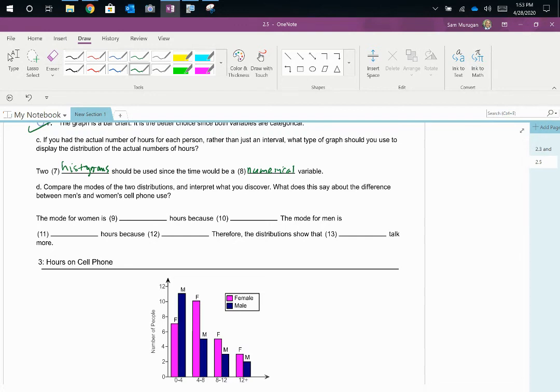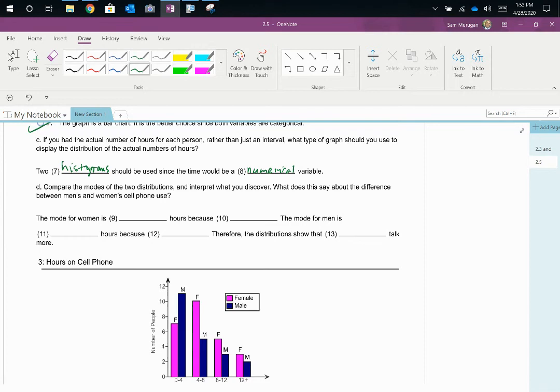And then compare the modes of the two distributions and interpret what you discover. What does this say about the difference between men and women's cell phone use?